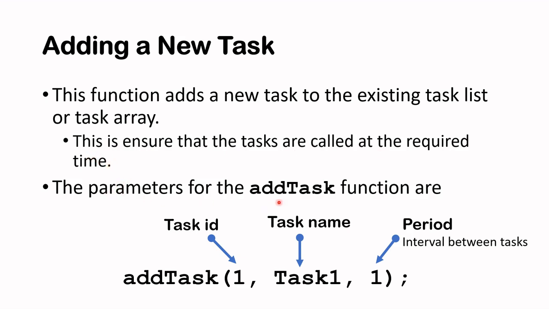Now, the parameters of the add task are such. Basically, you have the add task function, 3 parameters. The first one is the task ID. The second one is the task name. Now, I've chosen to use task 1 as the task name. Now, you don't have to use task 1. You can call it anything else. Then the last and final parameter is the period. Now, this is the interval between the tasks.